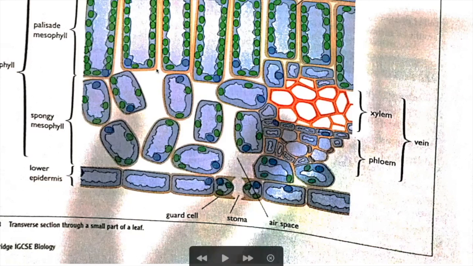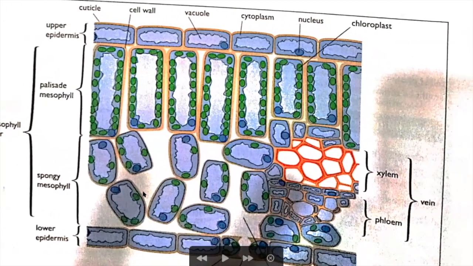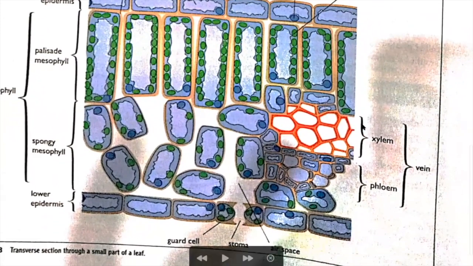Boleh faham? Okay, so dua ni kita namakan sebagai mesophyll layer. Sebab apa? Inside mesophyll layer, you have palisade mesophyll cell and spongy mesophyll cell. Can you understand? Okay, good. Okay, the next one. Awak ada xylem and phloem. Okay, these two, xylem and phloem, we know them as a vein, ataupun nama lain dia adalah vascular bundle. Vascular bundle macam mana cikgu? V-A-S-C-U-L-A-R. Vascular. Bundle, B-U-N-D-L-E.